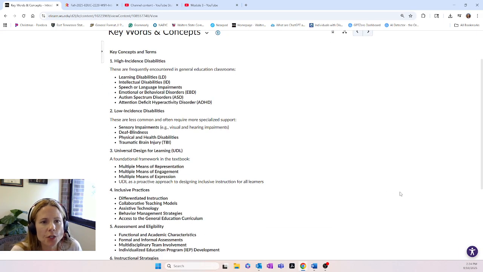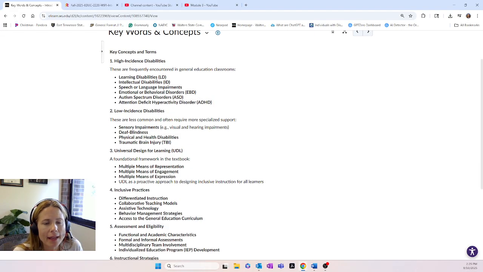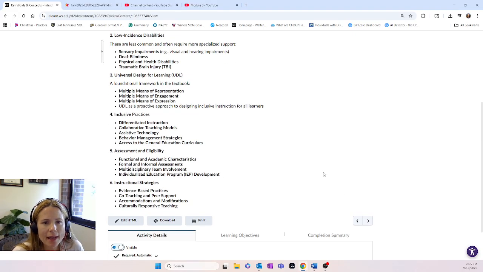Now, here are some key terms and concepts. I defined a little bit for you what high incidence disabilities were. Again, it's those you see frequently encountered in the gen ed classrooms, and then you have those low incidence, which are less common. But I went ahead and separated them for you so you can have a snippet of, okay, this is how I'm going to categorize these different exceptionalities or disabilities. And I went ahead and put in UDL because I wanted you to know that when we're completing our assignments and reading through the chapters, we want to look at a framework that makes sense.